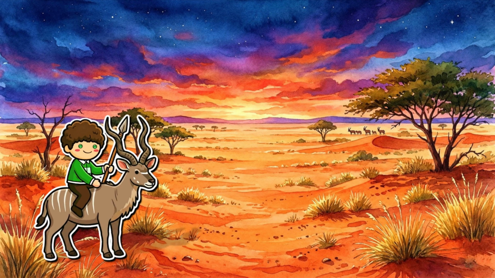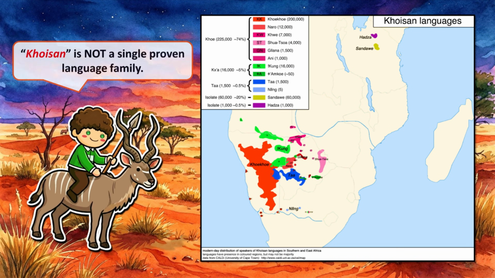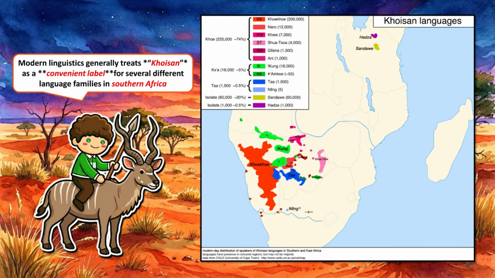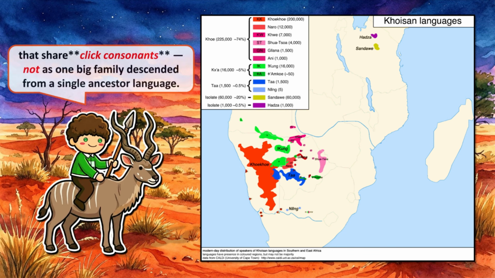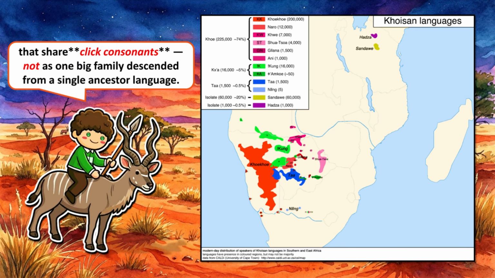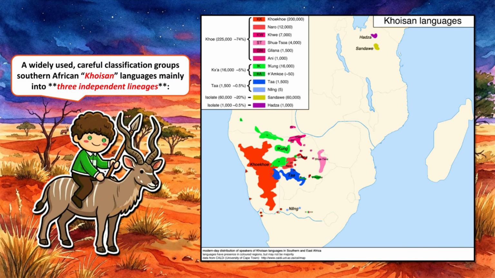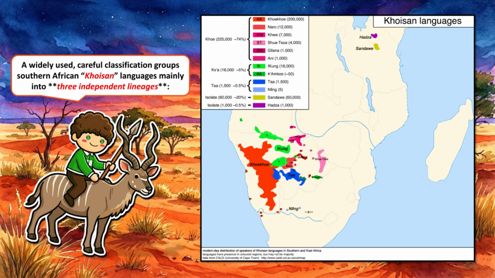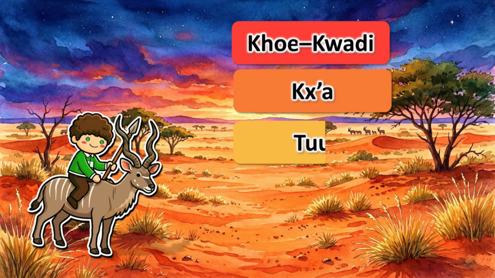Let's dive in. First, Khoisan is not a single proven language family. Modern linguistics generally treats Khoisan as a convenience label for several different language families in southern Africa that share click consonants, not as one big family descended from a single ancestor language. A widely used, careful classification groups Southern African Khoisan languages mainly into three independent lineages: Khoe-Kwadi, Kx'a, and Tuu.